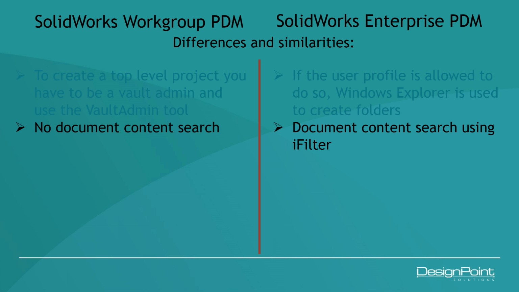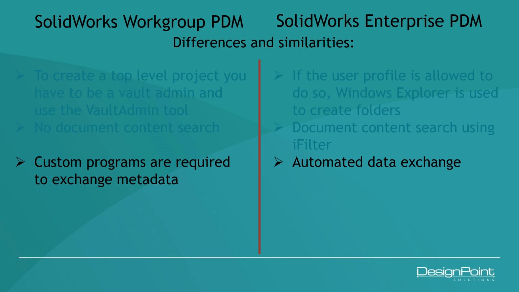If you want to search for a specific component, a specific description, or even a specific material, property, or dimension inside a SolidWorks file, Workgroup doesn't have that capability. In SolidWorks Enterprise, you have an option to turn on the iFilter, and it searches inside the files and returns values. For example, if you search for the material ABS, it will go inside the file and retrieve that information for you.